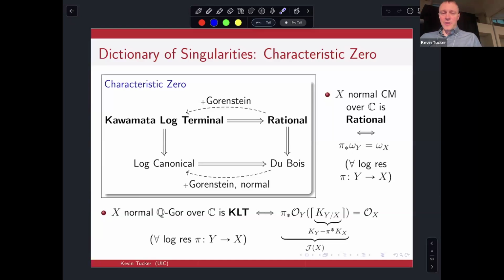Even if your variety is not KLT, the pushforward of this relative canonical gives you the multiplier ideal sheaf J down here at the bottom, which, like the Grauert-Riemenschneider sheaf that Carl talked about yesterday, is associated with vanishing theorems. So the relative canonical pushforward is associated with, say, Nadel vanishing. These multiplier ideals will come up again a bit later in the talk.